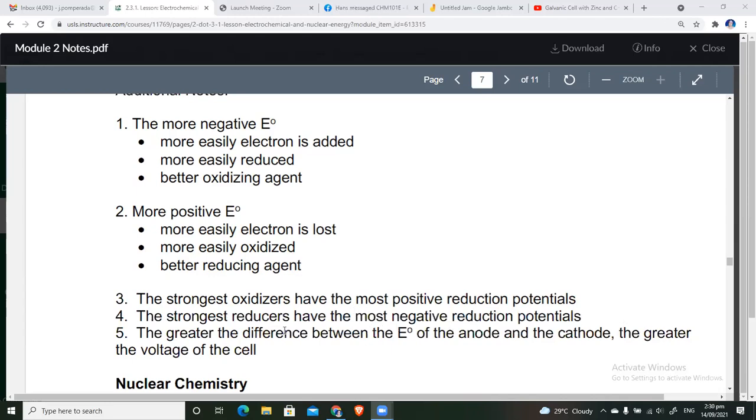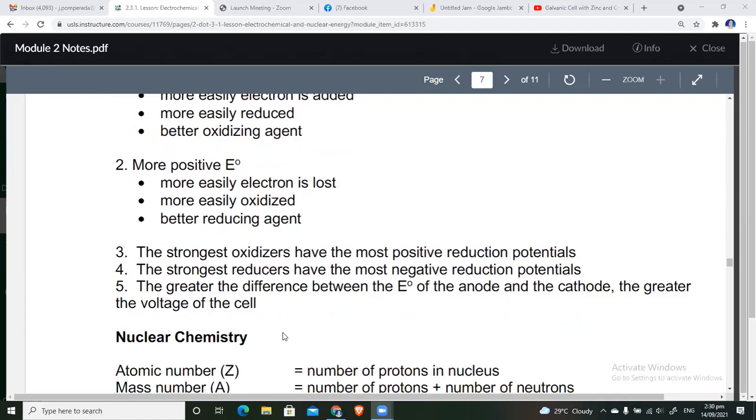The greater the difference between the standard potential of the anode and the cathode, the greater the voltage of the cell. Mas nagadako ang diferensya sa standard electrode potential sa isa ka cell, half cell, or electrode compared to the other, mas nagadako ang voltage ng sina nga cell. So, mas dako siya sang voltage nga ihatag.